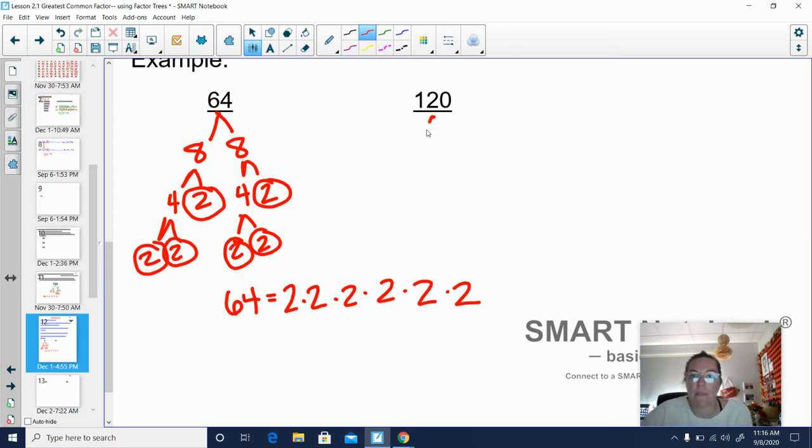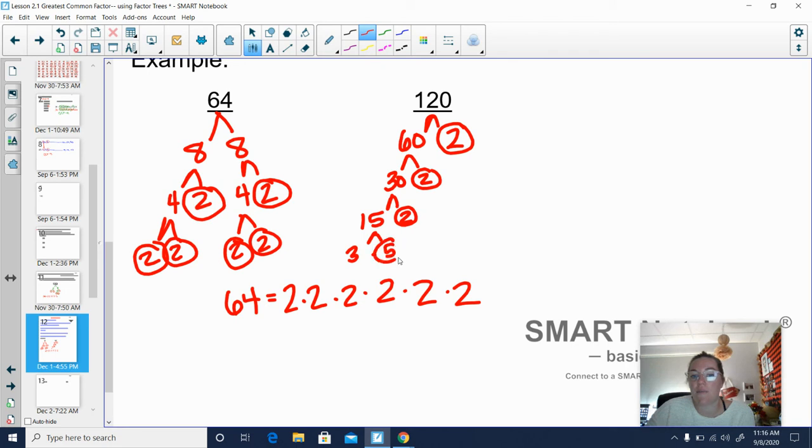Okay, 120 is the same as 60 times 2. 2 is prime. 30 times 2. 15 times 2. And 3 times 5, which are both prime. Then we write them in order. Remember, least to greatest. So there's three 2s, 2 times 2 times 2, a 3, and a 5.